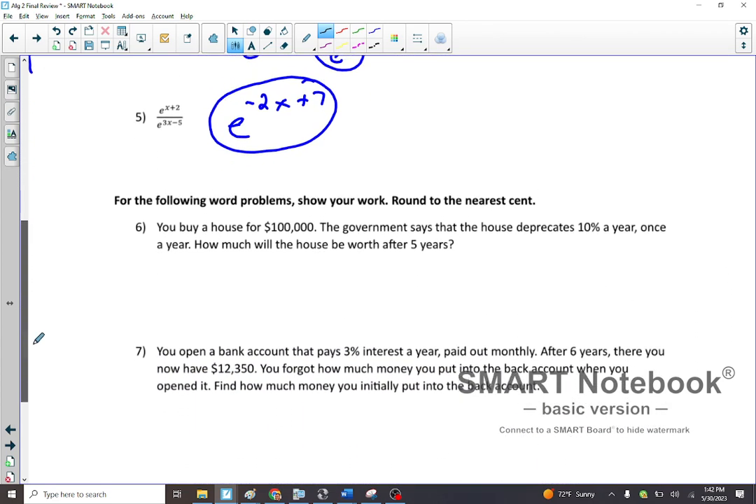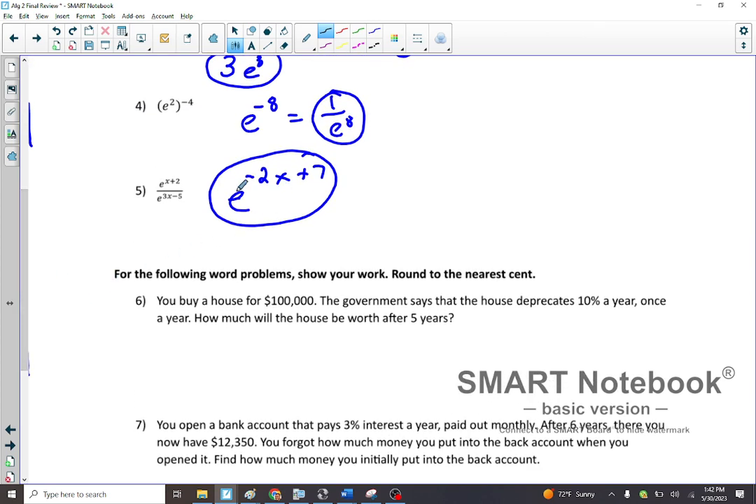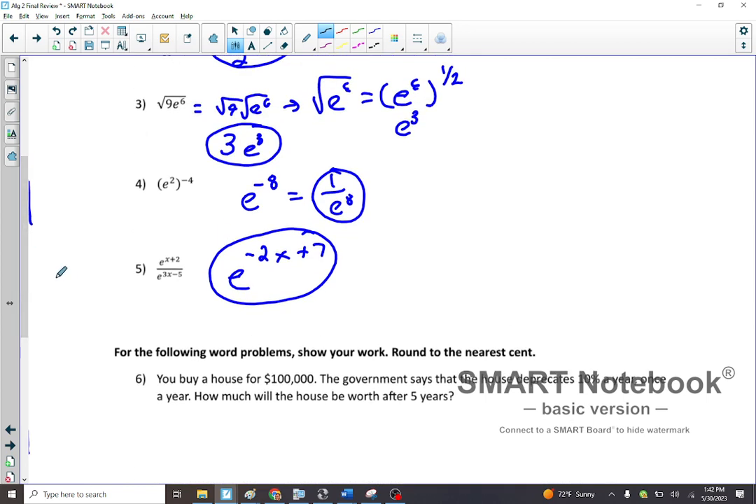X minus 3x is negative 2x, and 2 minus negative 5 is 2 plus 5, or 7. You just subtract, even though it's a negative number. You don't put 1 over or anything like that. No, because it's combined, like it's a unit, so you can't split them up.